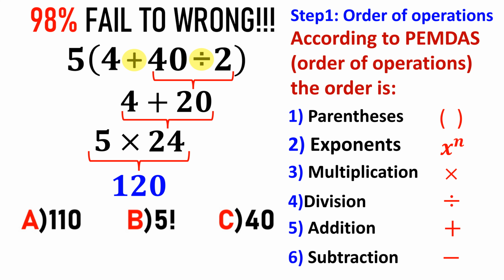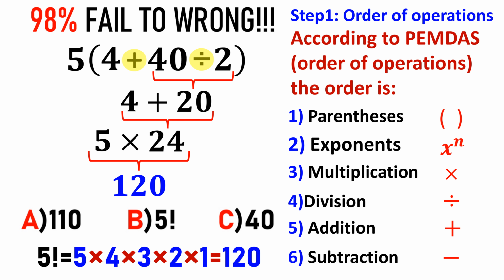We don't have 120 among the options, but we have 5 factorial. 5 factorial equals 5 times 4 times 3 times 2 times 1, and the product of these numbers is 120. So option B is our correct answer.